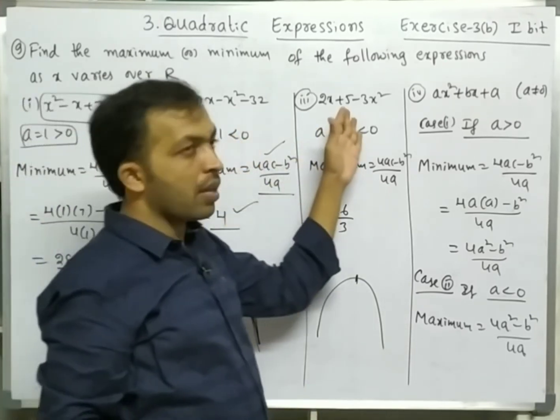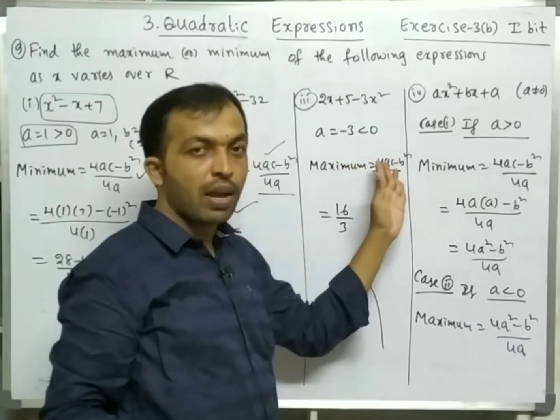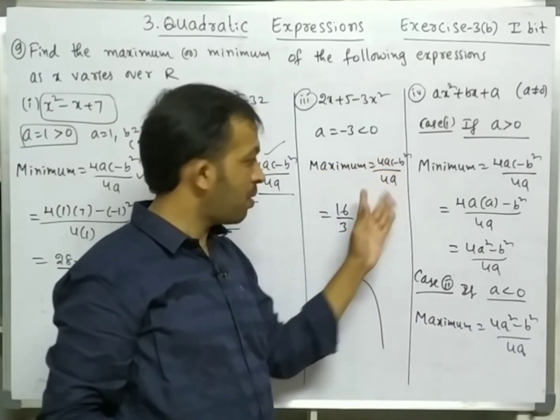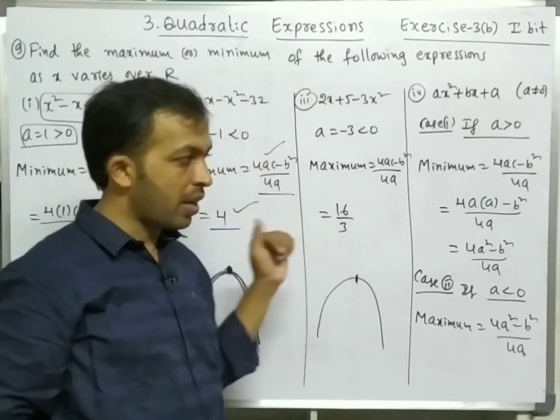Similarly here also a is negative, so we will get a maximum value. As a is negative, the formula is 4ac minus b square by 4a. The answer is 16 by 3. Solve yourself and check with these answers.